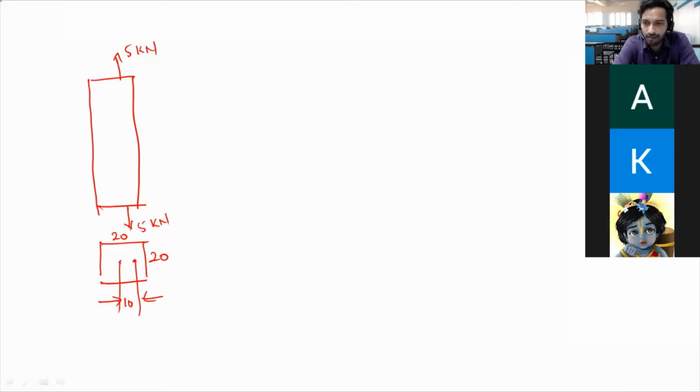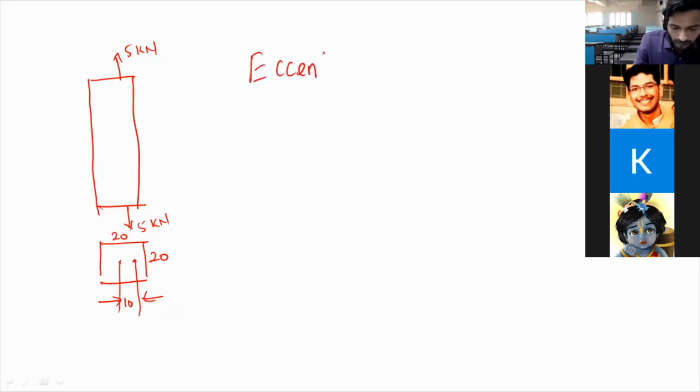So apart from the regular stress that's being acted upon, there will be an additional moment, which can produce additional stress over this particular element. So what kind of loading is this? Axial. This is what we call, note this down, eccentric loading. Okay, so this is what eccentric loading is.